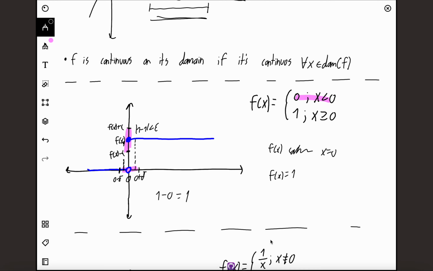So if we choose an epsilon, for example, equal to 1/2, then we can see that we can't find the delta belt. No matter how small the delta belt gets, we're always going to have a point here where the function equals 0. So 1 minus 0 is 1. So it's not continuous.